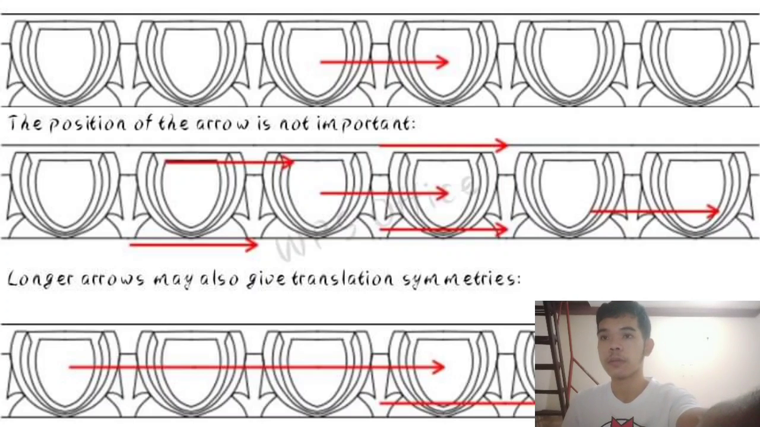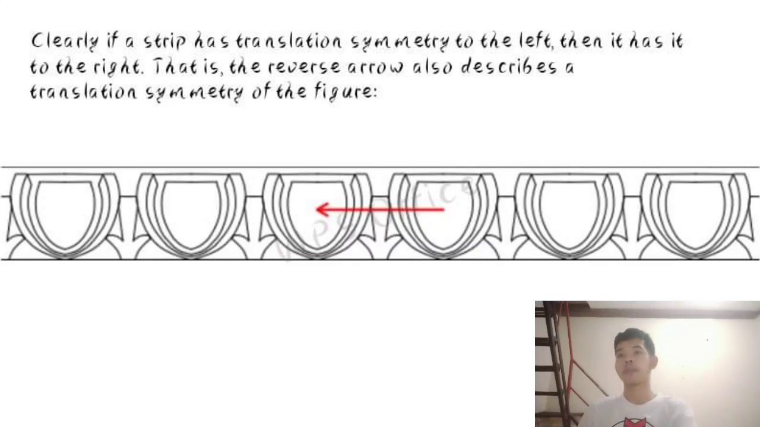Another example: clearly, if a strip has a translation symmetry to the left, then there is one to the right. So we can say that if there is a left, there is a right. So the reverse arrow describes the same translation symmetry. The reverse arrow provides no extra information, so we will not label it.